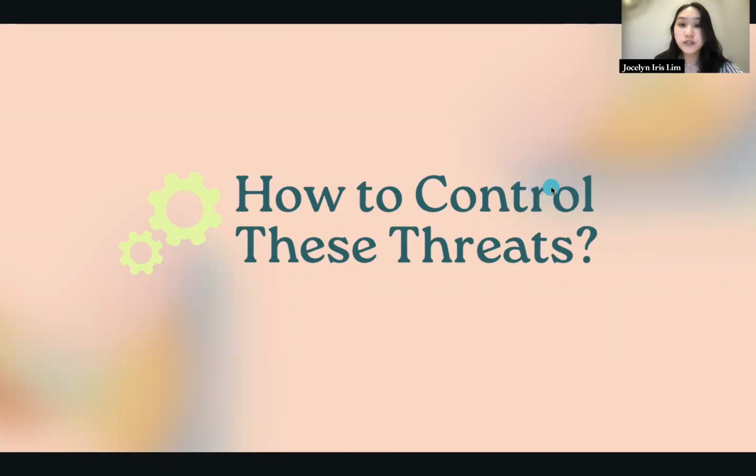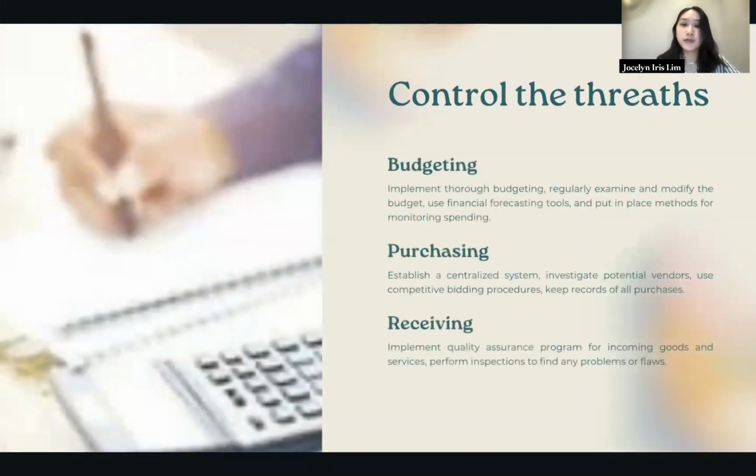Okay, so how do we control these threats? The first one, we could control budgeting by implementing thorough budgeting and controls on spending while creating a budget. Second, we could regularly examine and modify the budget. The third one is to effectively predict expenses, use financial forecasting tools, and then we can put in place methods for monitoring spending to spot inconsistencies early.